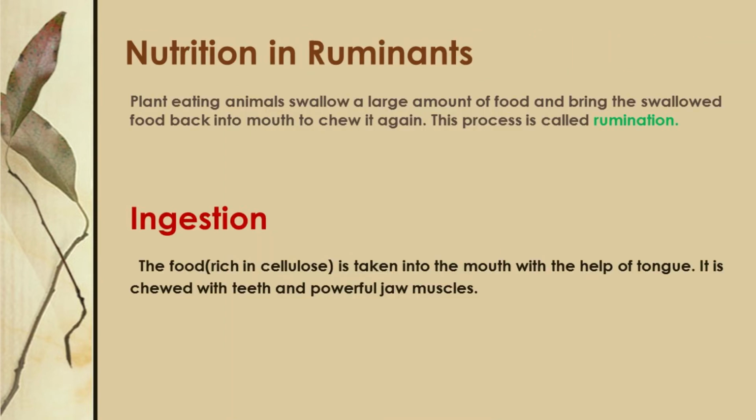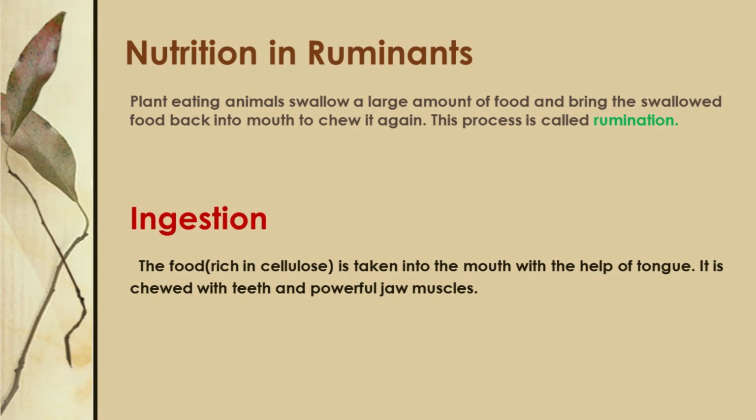Now we are going to learn how the process of nutrition takes place in the body of ruminants. First of all, what are ruminants? Ruminants are plant eating animals. They swallow a large amount of food at once and bring the swallowed food back into the mouth to chew it again. This process is called rumination, and these grass eating animals are known as ruminants.